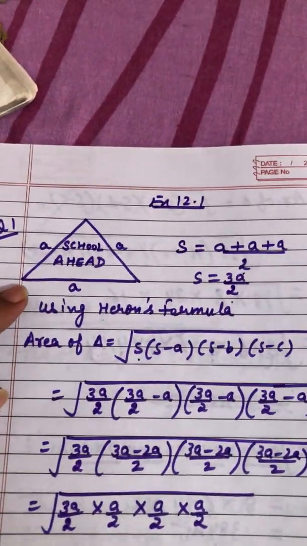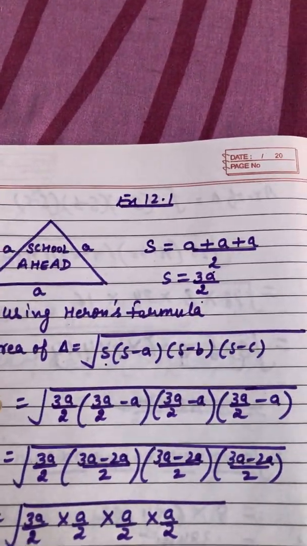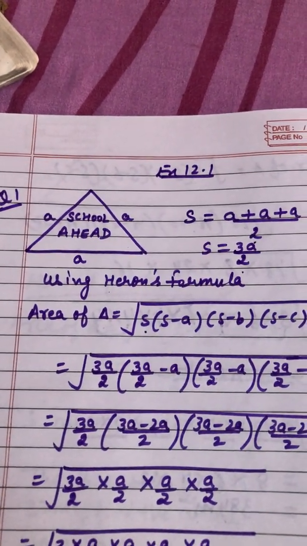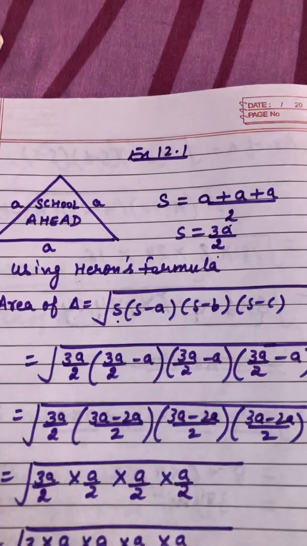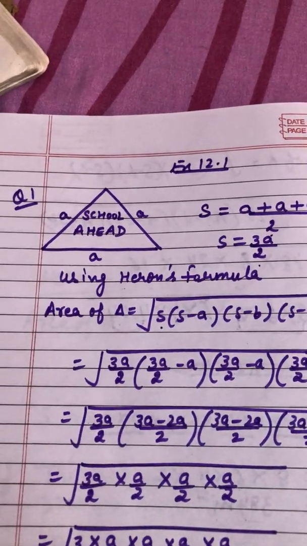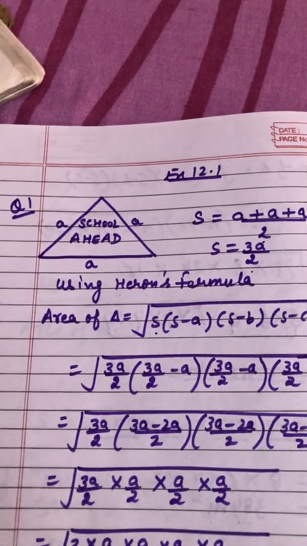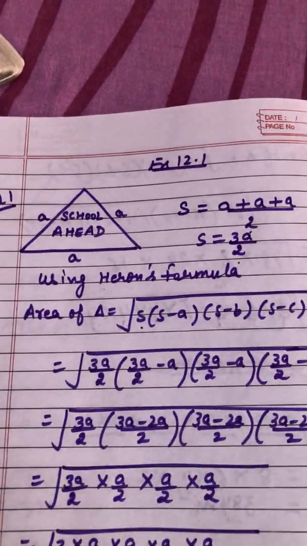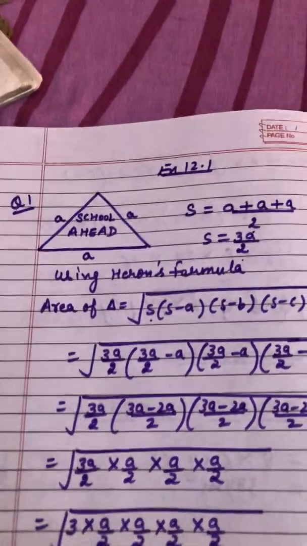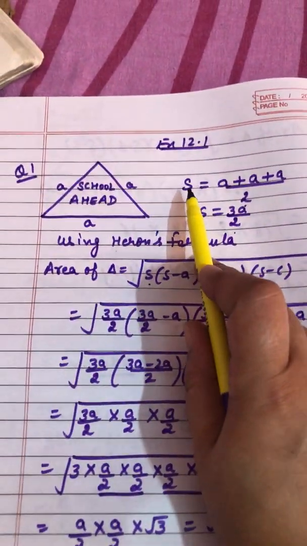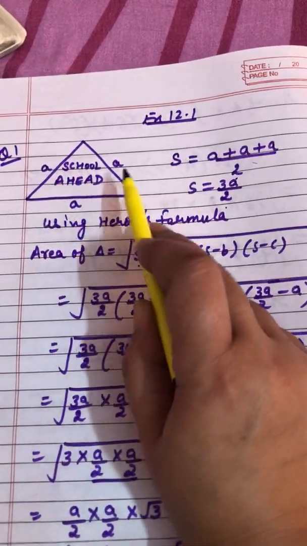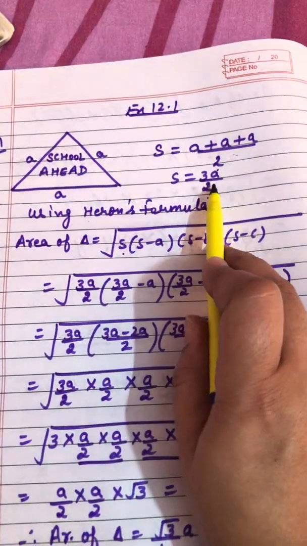Now you can see we are given one signal board in triangular shape whose all sides are equal. As it is given, it is an equilateral triangle, so all sides will be A, and we have to find the area of this signal board using Heron's formula. Signal board means area of triangle using Heron's formula. So again, first of all we have to find S. S is semi-perimeter, so sum of all sides divided by 2, we get 3a by 2.